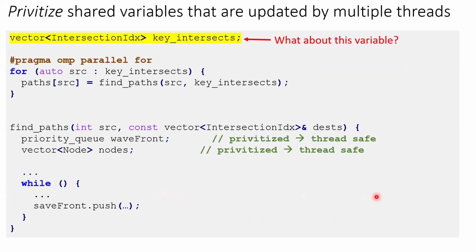What about the T intersections variable? Should we privatize that as well? No, because we're just reading from it. We're never writing to it.